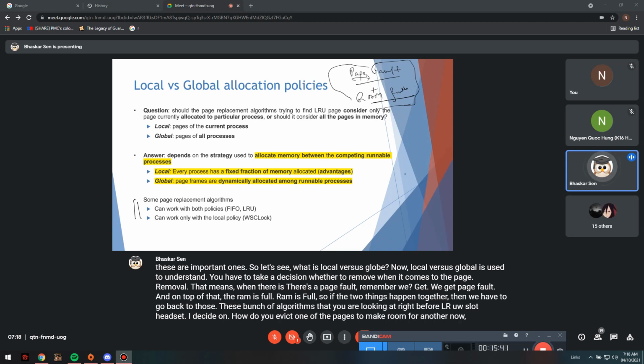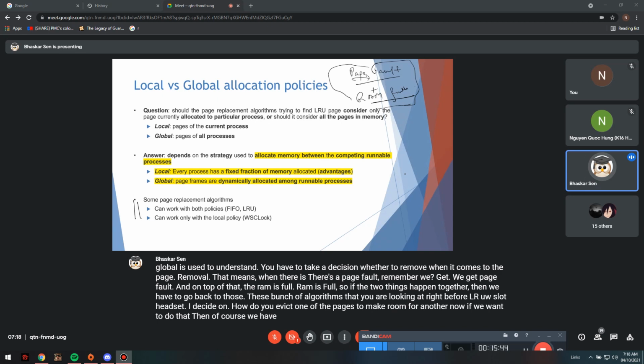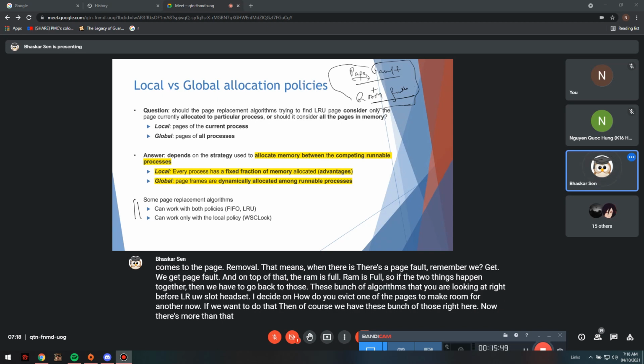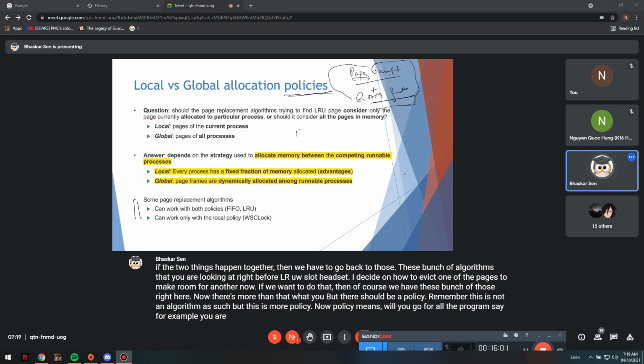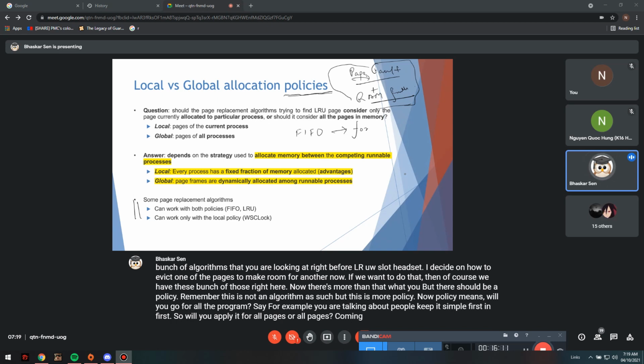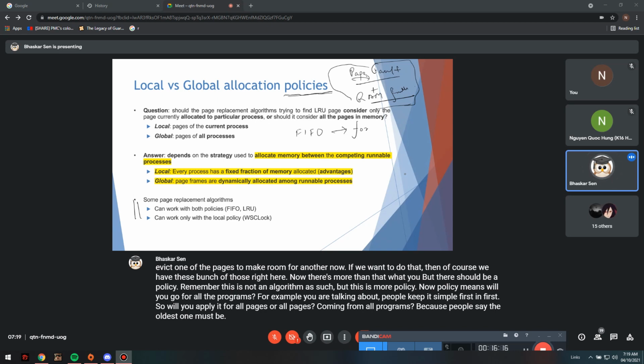Now, if we want to do that, then of course we have this bunch of algorithms right here. Now, there's more than that, but there should be a policy. Remember, this is not an algorithm as such, but this is more of a policy. Now, policy means will you go for all the programs? Say, for example, you are talking about FIFO. Keep it simple, FIFO. First in, first out. So will you apply it for all pages or all pages coming from all programs? Because people say the oldest one must be evicted. Now, what do you mean the oldest one?